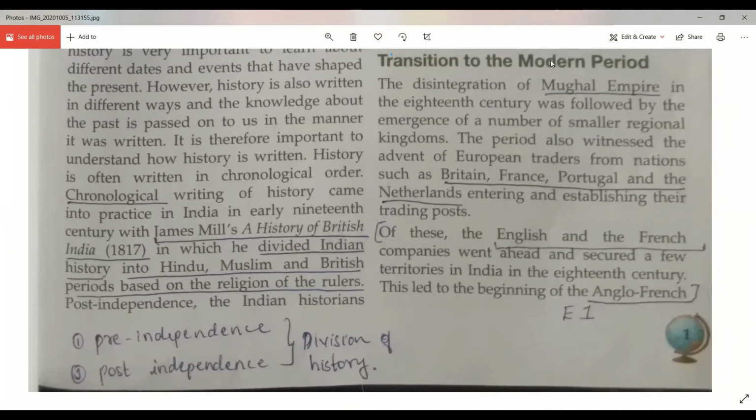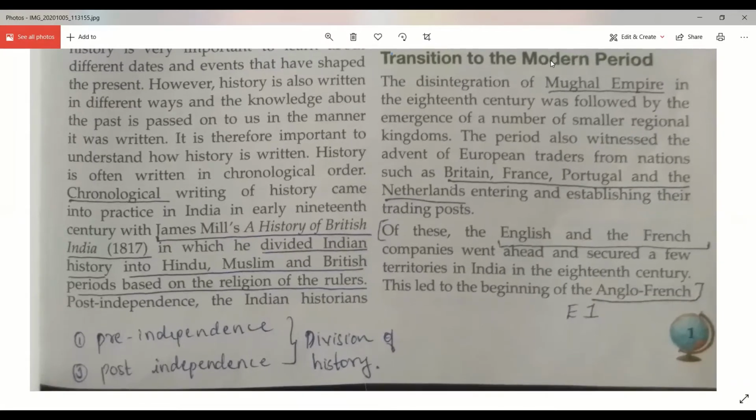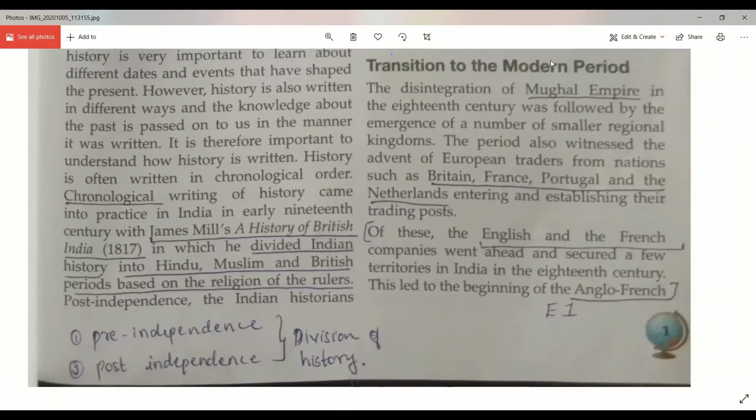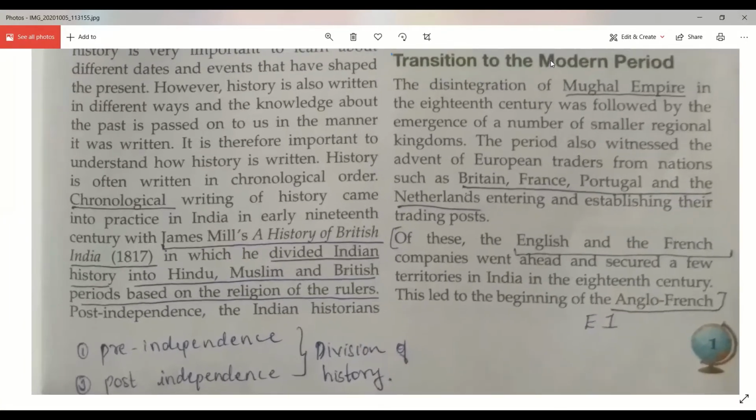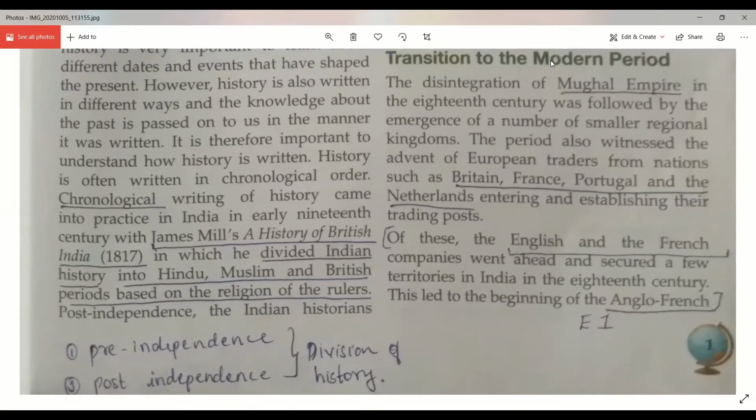Okay, moving on, we'll look into two different ways in which Indian history was written. Indian history as a whole is divided into two parts: pre-independence and post-independence. What is pre-independence? Everything that happened before India got independence comes under pre-independence Indian history.